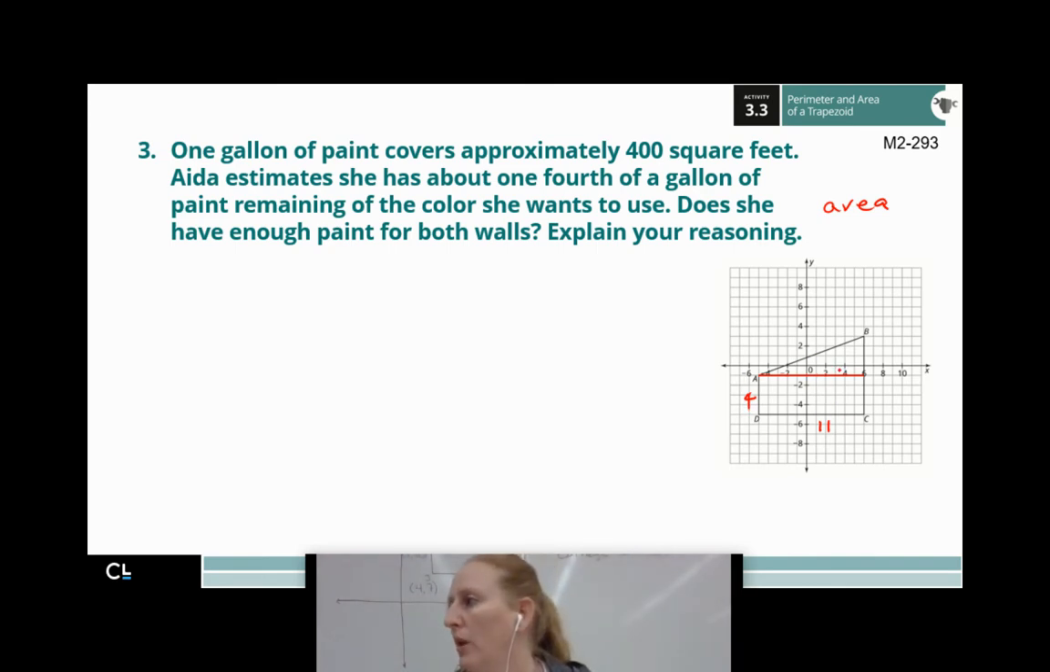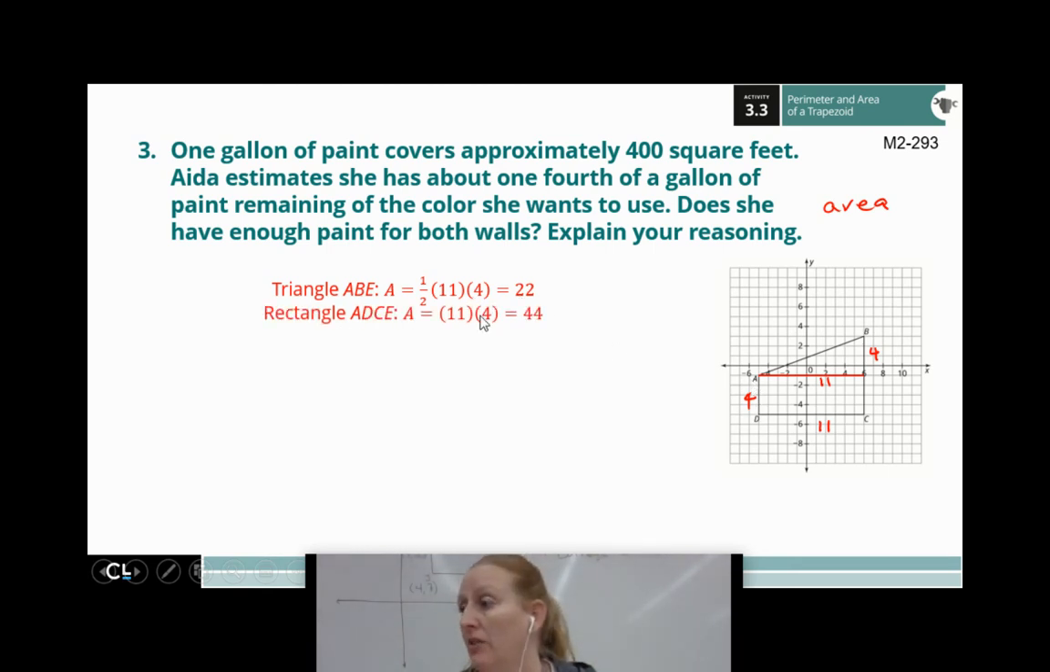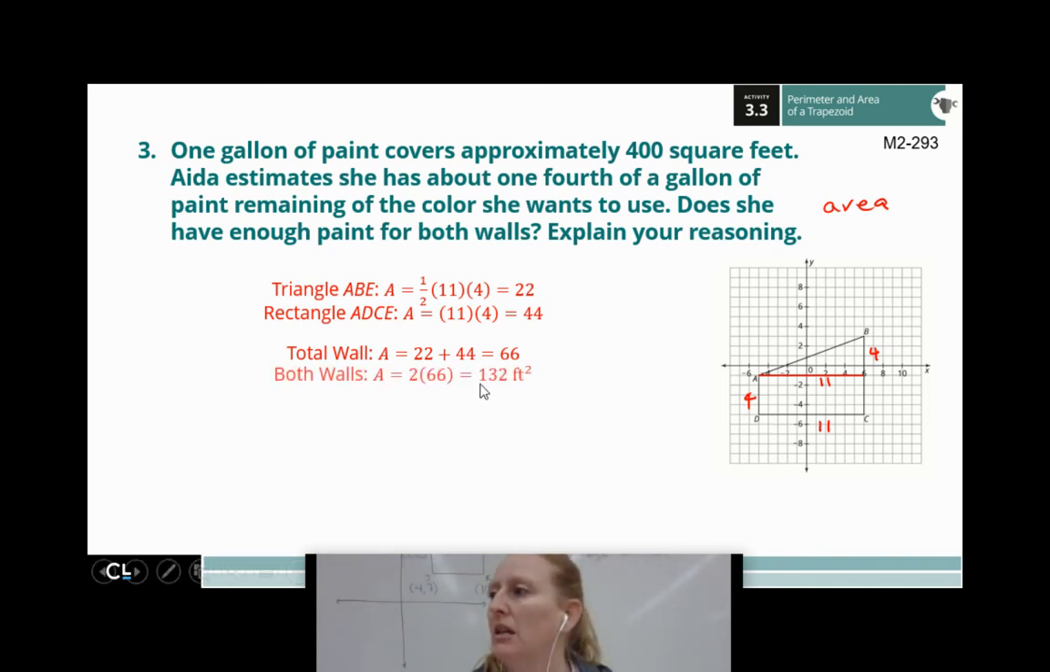That means for the triangle, I have a base of 11 and 1, 2, 3, 4. It looks like my height on that triangle is also 4. So great. 1/2 base times height, 1/2 11 times 4. That gives me 22. For the rectangle, just base times height, so 11 times 4, which is 44. So it looks like I've got, for the wall, it's going to be 66 square feet. 2 walls. So I need to double this. And it looks like we've got 132 square feet of wall we need covered.